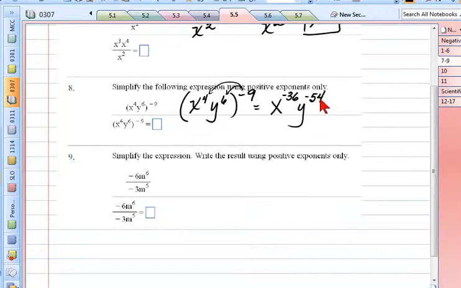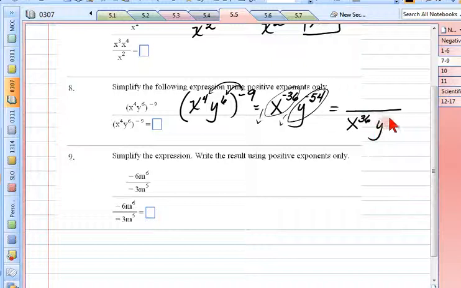That was the power rule. Product rule. Are these like bases? No, so I don't get to use the product rule. Quotient rule. Well, I don't even have a written denominator, so no. Negative exponent rule. Yes. This factor needs to move, and this base needs to move. So my final answer will be x to the positive 36th, y to the positive 54th in the denominator. What do I write as my numerator? 1. Done.